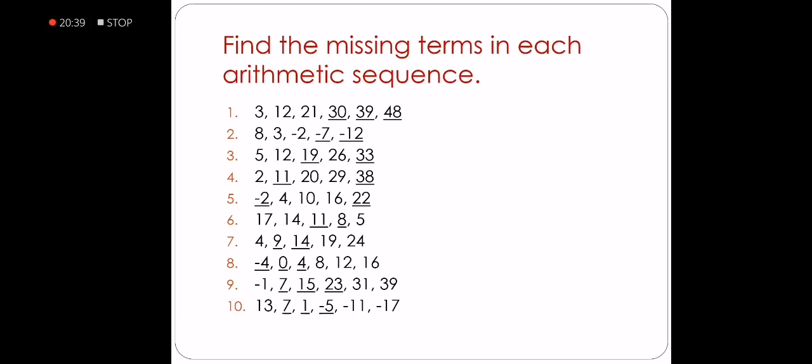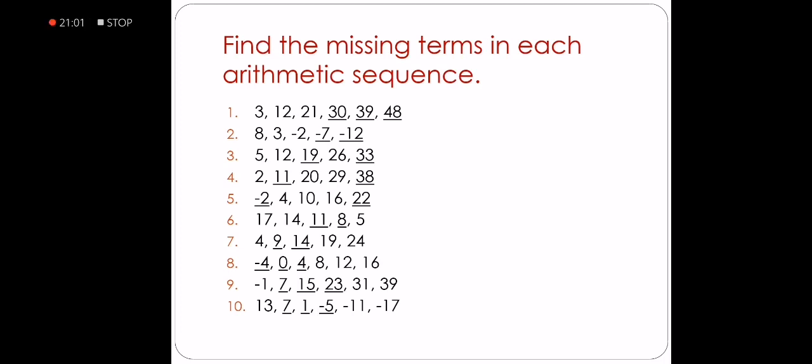Then 16 and blank. We have no problem there. It is not a previous term, so we just add 6 to 16. That's why we have 22. In number 6, we have 17, 14, blank, blank, 5. In number 6, we find the common difference again, and our common difference is negative 3.